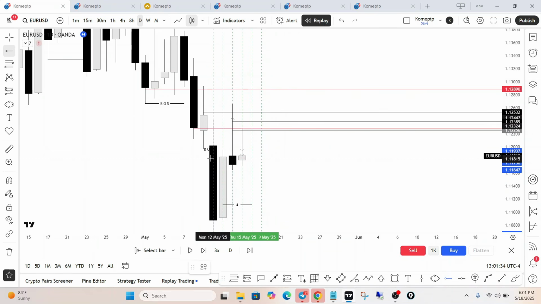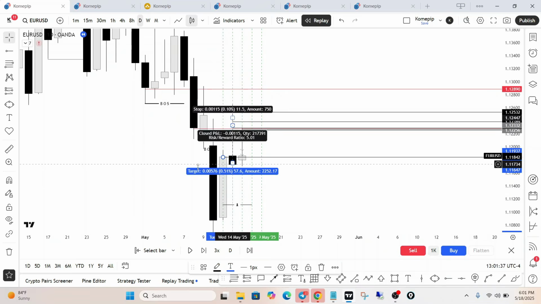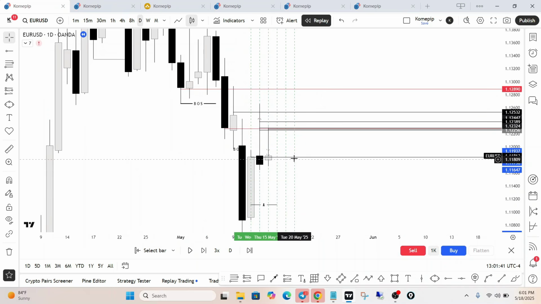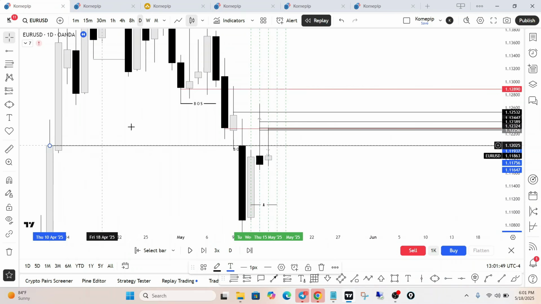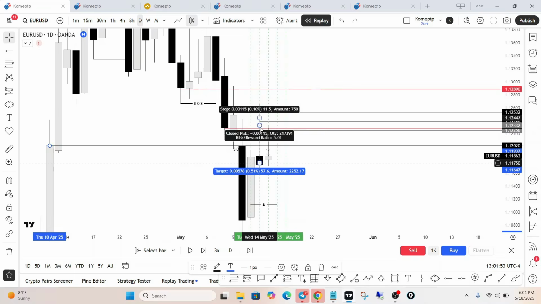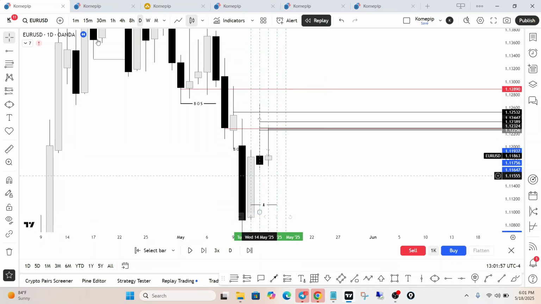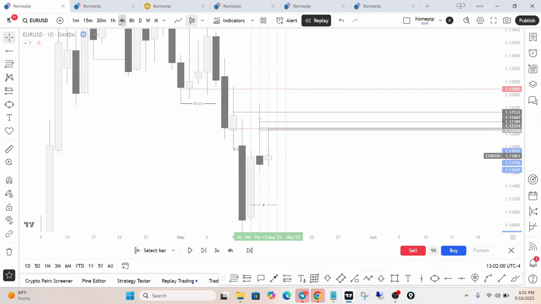Of course, this was the only zone, but as you can see, there was a gap here, and I'm not actually interested in that zone. We could as well look at this area, but as you can see, this area has been mitigated already with the wick, so we are not interested in that area. So wait patiently.